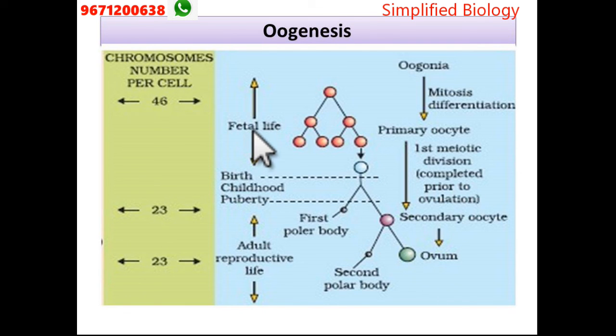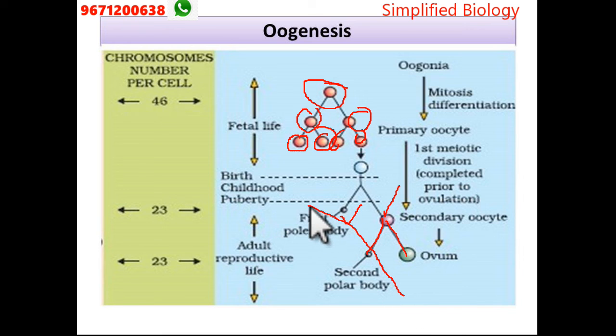In fetal life, there is the formation of the primary oocytes. These primary oocytes undergo mitosis, so one divides into two. Clear? Whenever it attains puberty age, it divides into the secondary oocyte and the first polar body. The first polar body degenerates, then the secondary oocyte changes into the ovum and forms the secondary polar body. So both the polar bodies are going to degenerate. Clear beta?